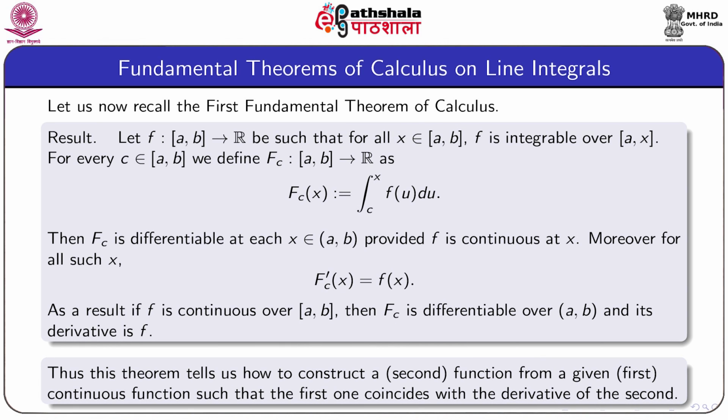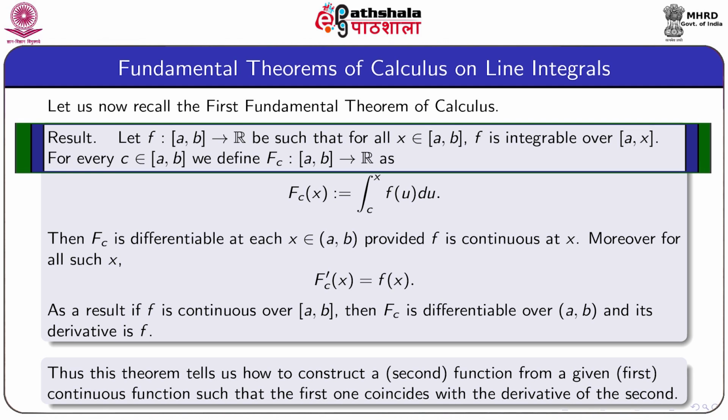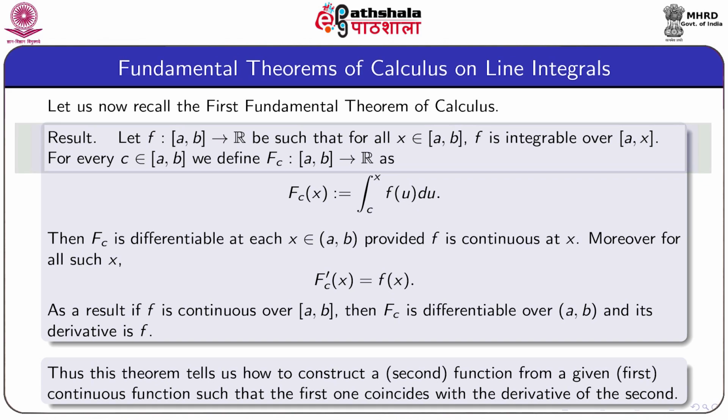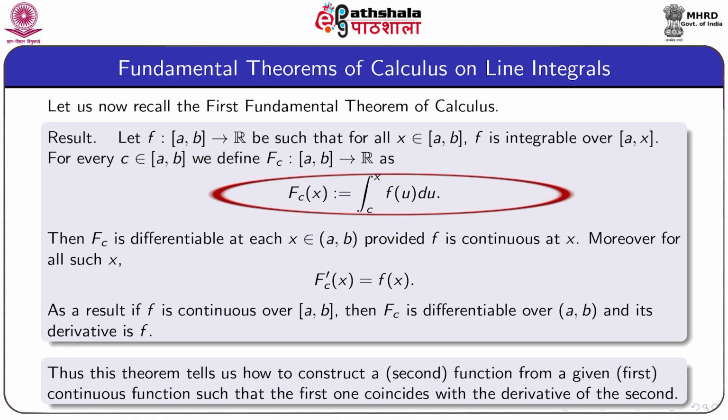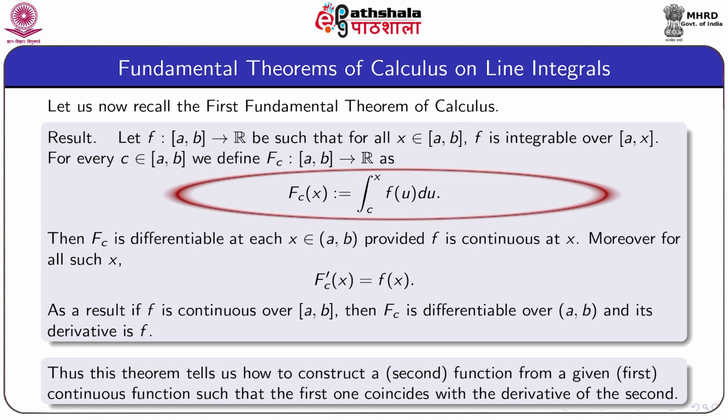Let us now recall the first fundamental theorem of calculus. Let f from [a,b] to R be such that for every x in the bounded closed interval [a,b], f is integrable over the bounded closed interval [a,x]. Now, for every c in the bounded closed interval [a,b], we define F_c from [a,b] to R as F_c(x) equals the integral from c to x of f(u) du.